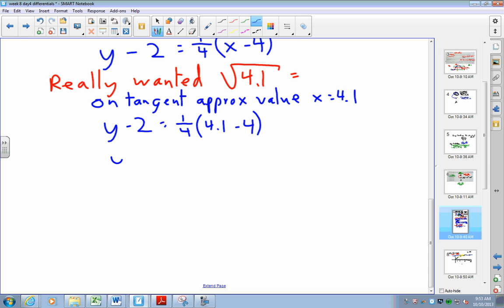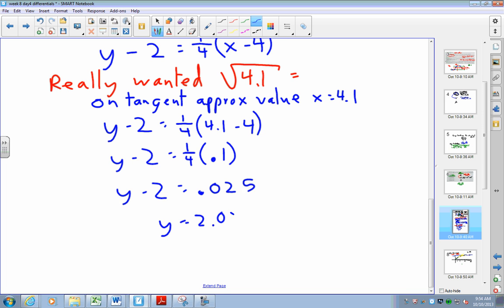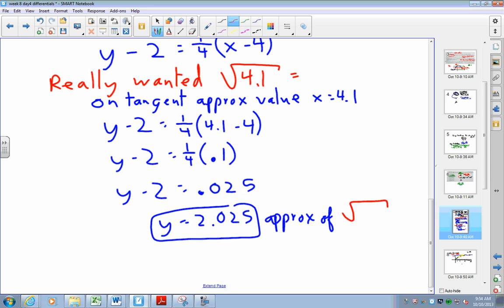So I have y minus 2, let's see, 1/4 of 0.1. What's 1/4 of a dollar? A quarter. So what's 1/4 of a dime? 2.5 pennies, which is that. You don't need a calculator for that. And so I'm telling you, this is an approximation of square root of 4.1. You guys okay with that?